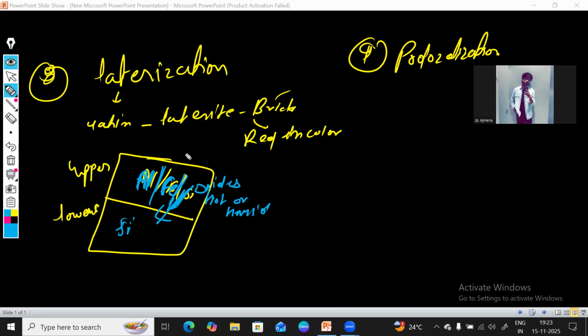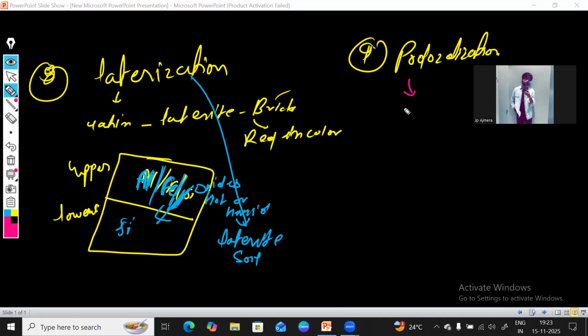I hope laterization is complete to you. Let's go to the second part. Due to laterization, laterite soil is formed. This is the very basic thing we need to know. Laterite soil is formed through this process. Okay, let's go to podzolization.